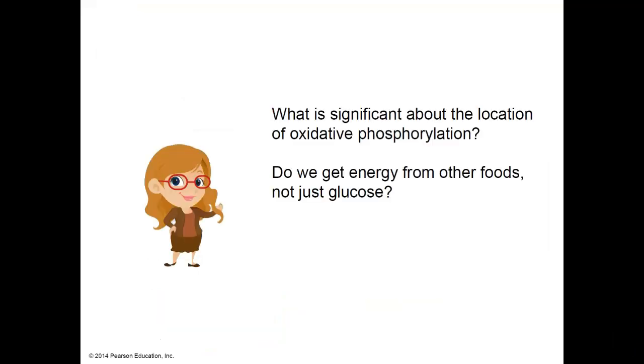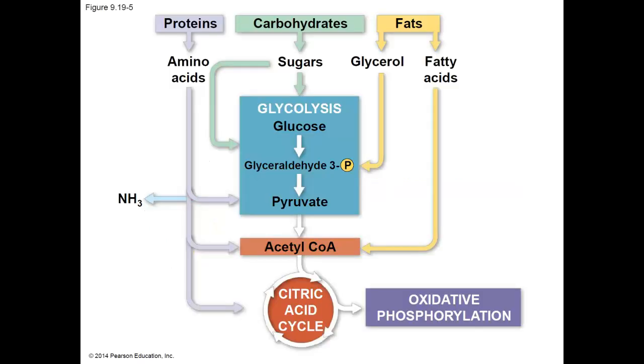However, not all that we eat is glucose. What is significant about the location of oxidative phosphorylation, and where do we get energy from other foods? Many nutrients are used for oxidative phosphorylation and ATP.